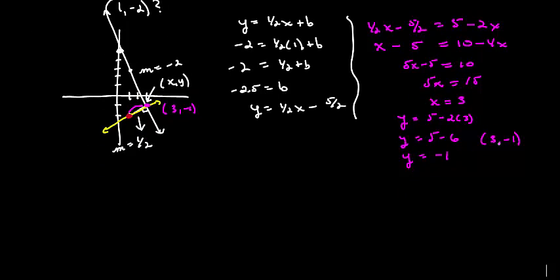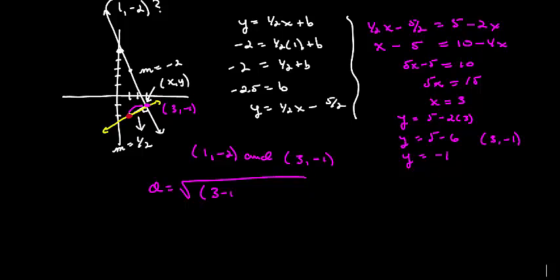Now what we need to do is find the distance from the red point to the purple point. So we need the distance between the red point, which was 1, -2, and the purple point, which was 3, -1. Well, the distance is equal to the square root of the difference of the x values squared plus the difference of the y values squared. Notice I went this minus this, and then I took this minus this, but it doesn't matter. You can go in any order here.